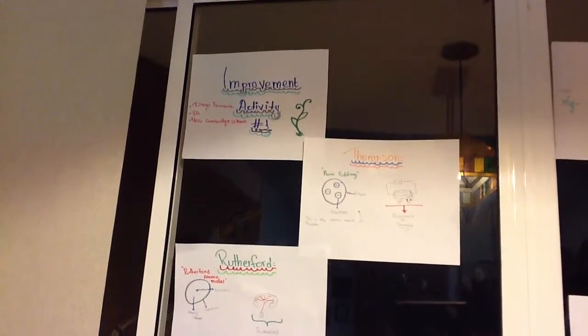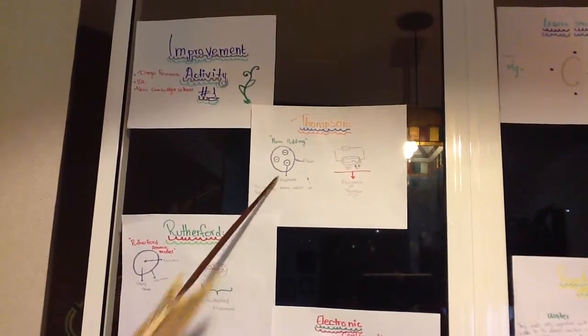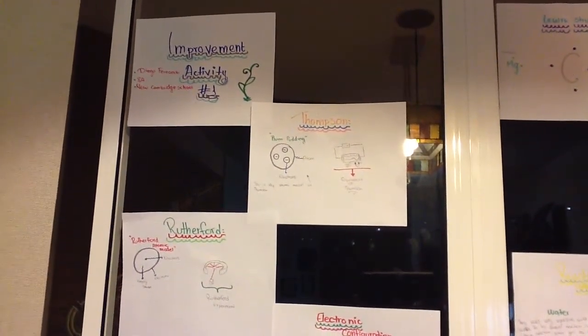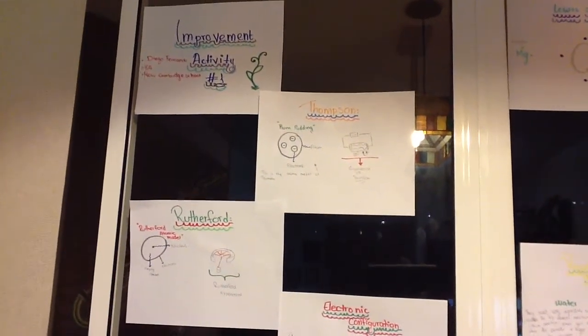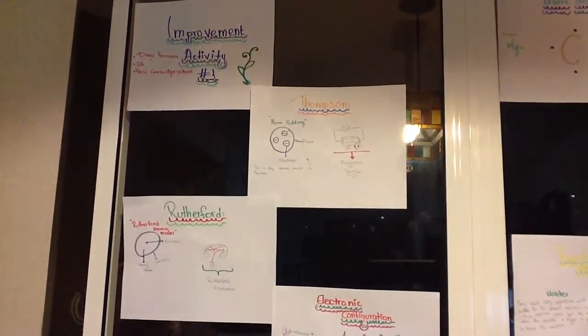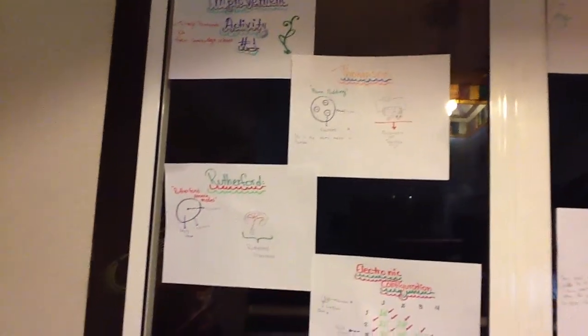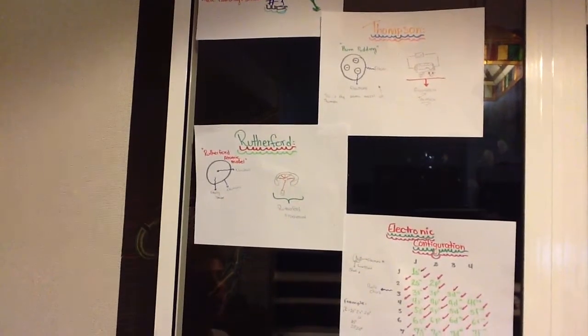We're going to start with Thomson's experiment. He proposed the plum pudding model, which was a circle with smaller circles inside it that represent the electrons, or the negative part of the atom. Also, he said that they are randomly put in the atom.